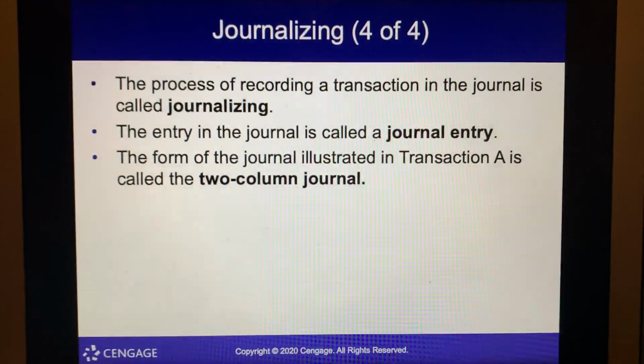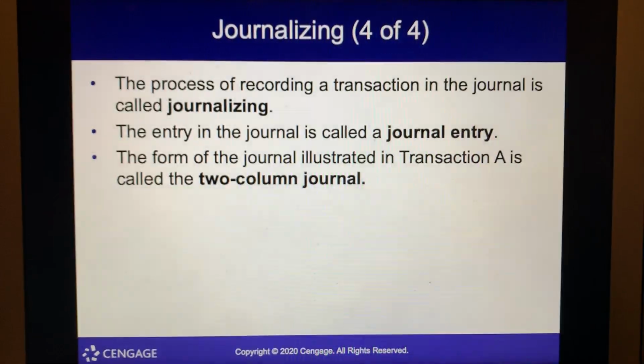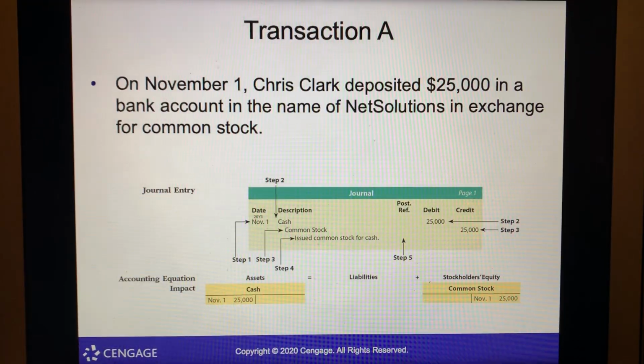The process of recording a transaction in the journal is called journalizing. The entry in the journal is called a journal entry. The form of journal illustrated in transaction A is called a 2-column journal. So here's what this looks like. Here's what I was talking about.